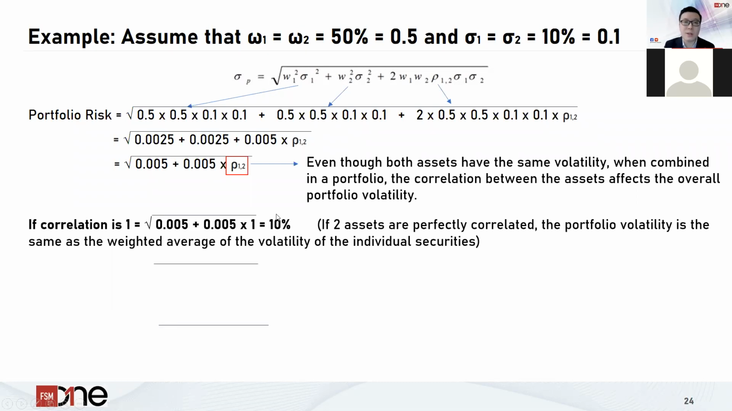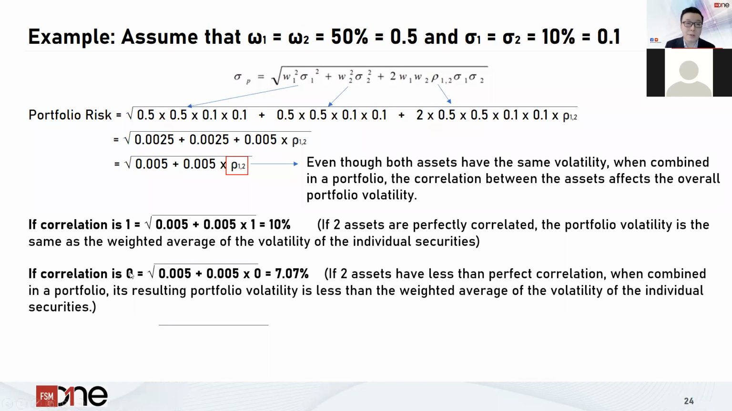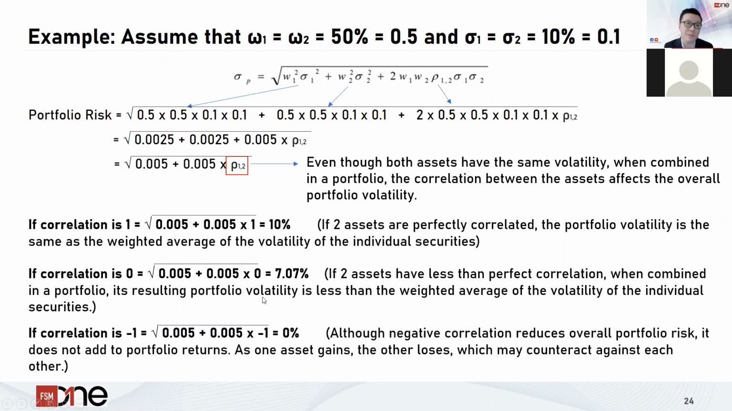So in the end, when you put them in a portfolio, the overall portfolio volatility is 10% also, because they're perfectly correlated and you put 50% in each. If the correlation is 0, this whole thing will disappear. So your portfolio vol is 7.07%, which is lower than the individual assets themselves. If you remember, asset 1 had a volatility of 10%, asset 2 had a volatility of 10% as well. But when you put them together, and if their correlation is 0, you get a lower portfolio vol. This is where the diversification benefit comes in.